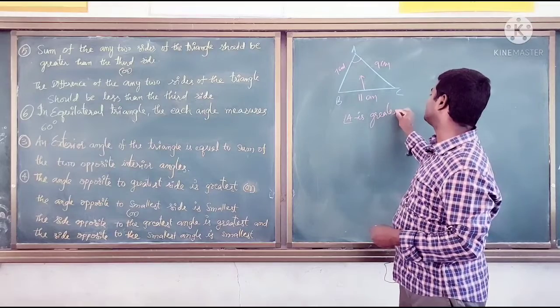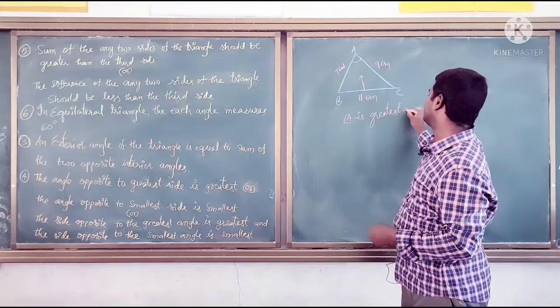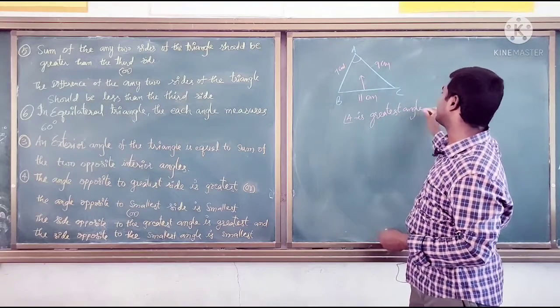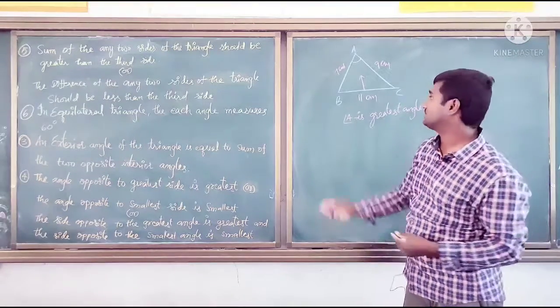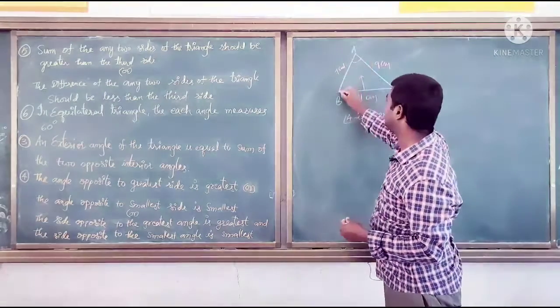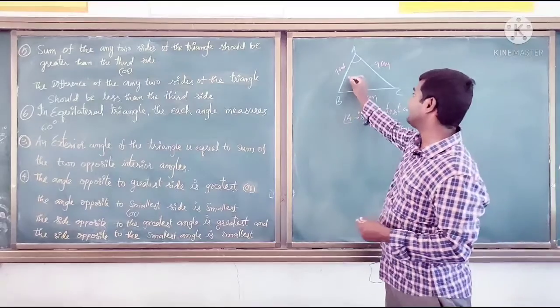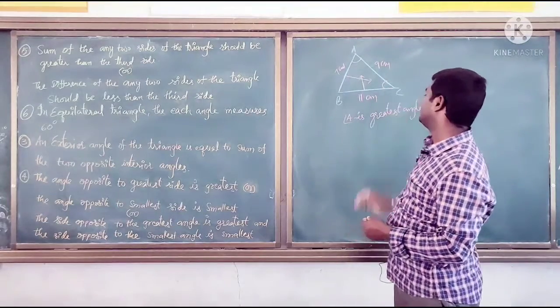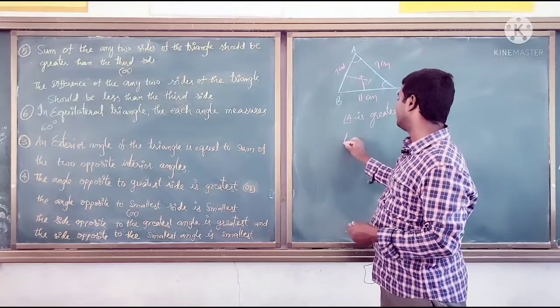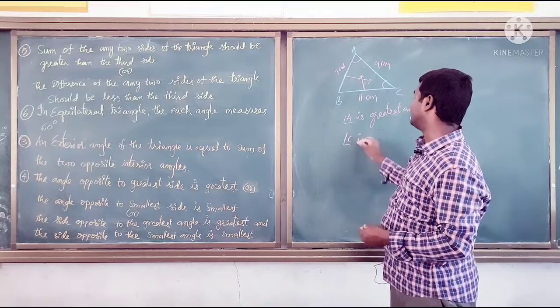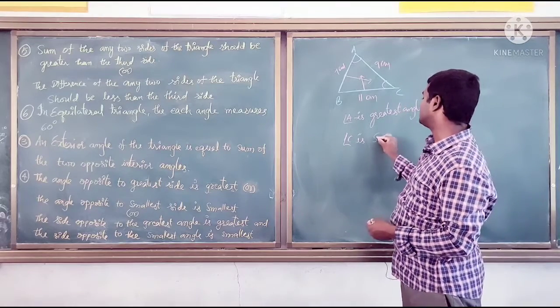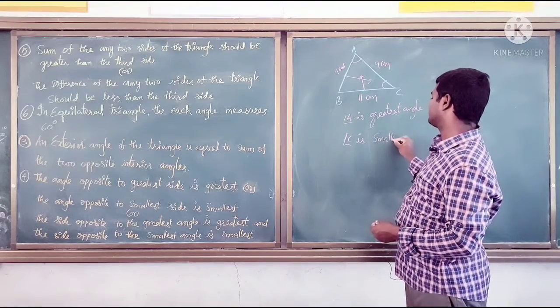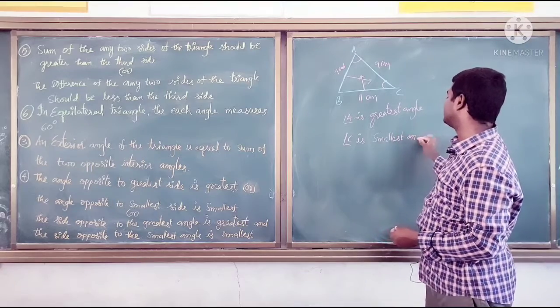And what is the smallest angle? The smallest side opposite angle. Smallest side what we have? AB, that is 7 centimeter. So AB opposite angle what we have? C. The angle C is the smallest angle. What is the smallest angle in this figure?